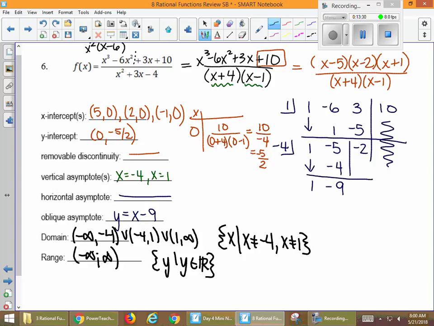All right, so those are 2 problems we didn't need to graph, but we found all of the other pieces.